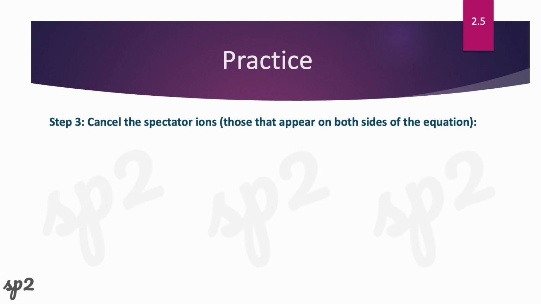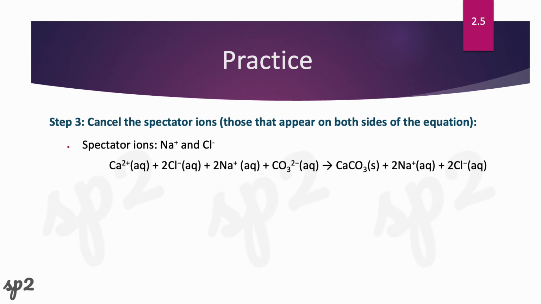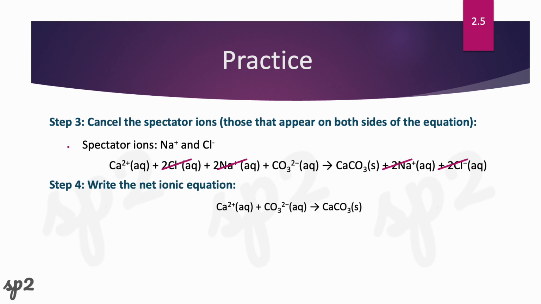The next step is identifying your spectator ions, right? Those are going to appear on both sides of our equation, and then we cancel them. So here are my spectators. I have sodium and chloride. So I'm going to cross out my chloride as well as my sodium. Then I can write the net ionic equation, which is going to be the reaction between calcium and carbonate, right? That is how we get calcium carbonate, which is our precipitate.